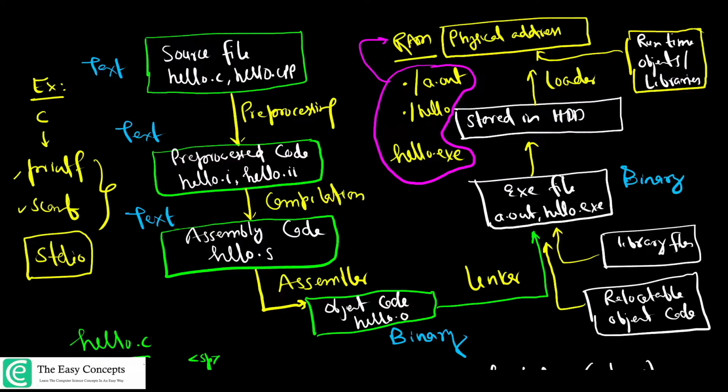The compiler is going to translate the text file hello.i or hello.ii into the text file called hello.s, which contains an assembly language program, and this assembly language program is in standard text form. Assembly language provides a common output language for different compilers of different high-level languages. So what does it mean? I will give you an example for that.